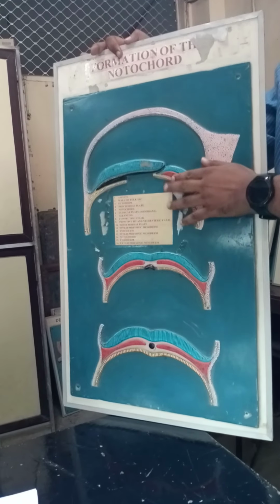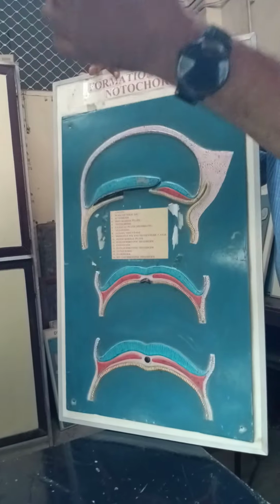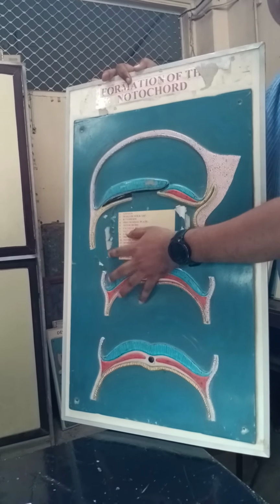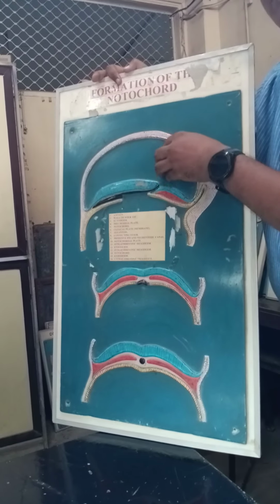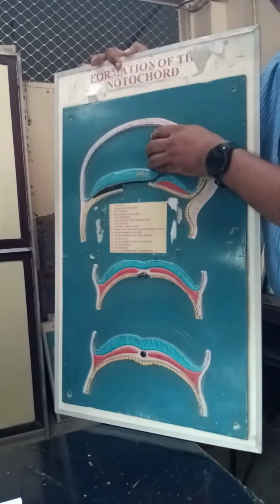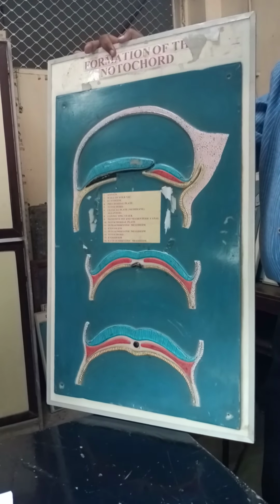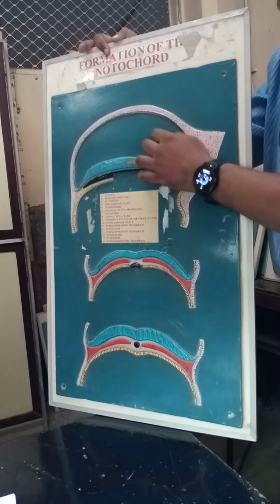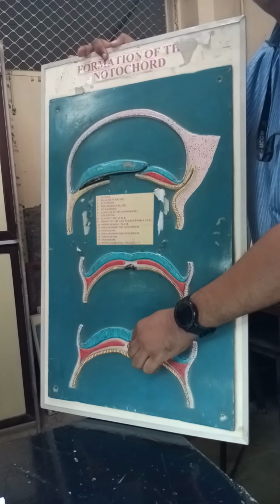What is the name of this canal? Neuroenteric canal. So this neuroenteric canal, what is the purpose? To provide nutrition from yolk sac, allowing it to leak into amniotic cavity. That is the purpose of the neuroenteric canal. And this neuroenteric canal then disappears again, and again a notochord is formed.